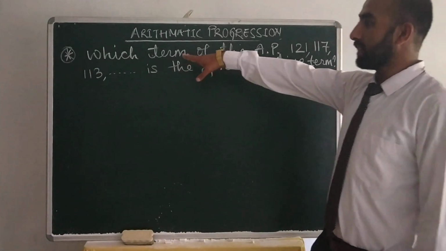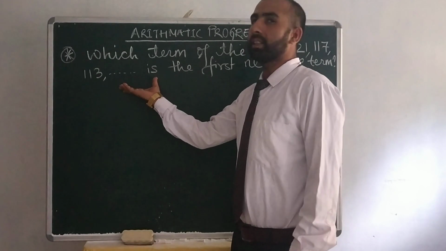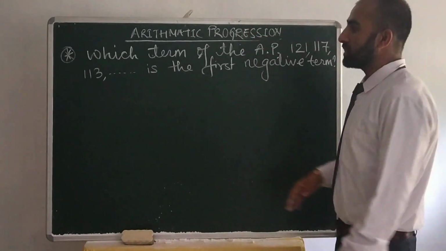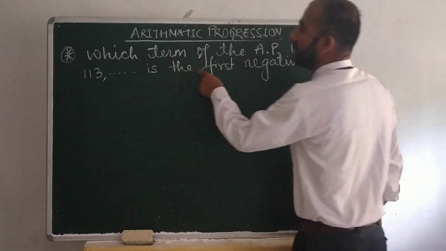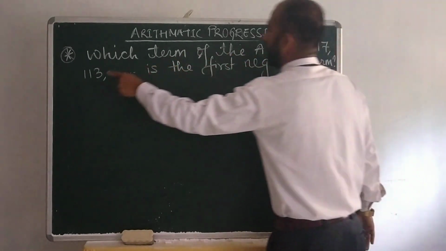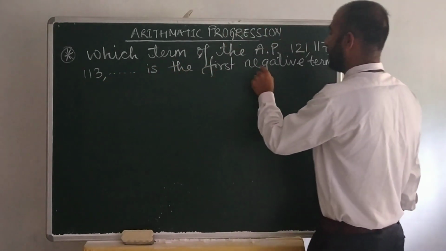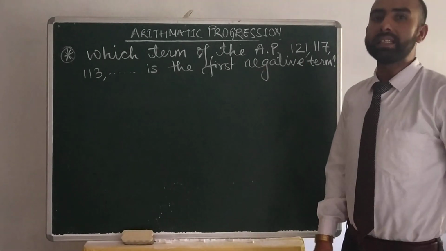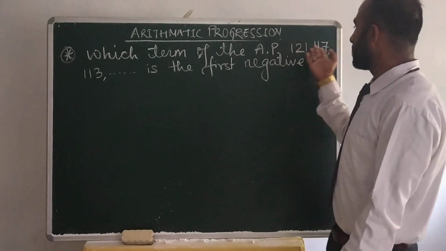So see dear kids, here I came with the third kind of question. This question says, which term of the AP 121, 117, 113 is the first negative term? As you can see here, this AP is decreasing.